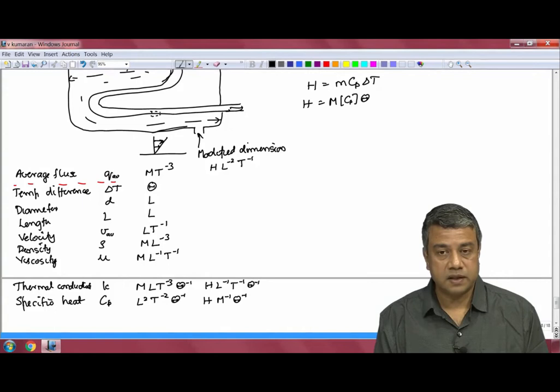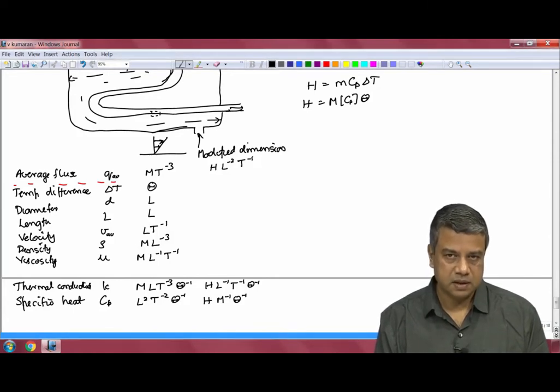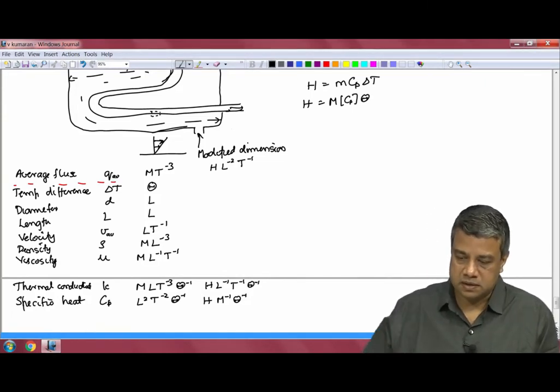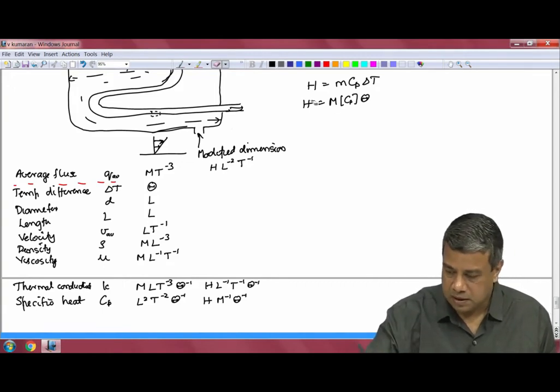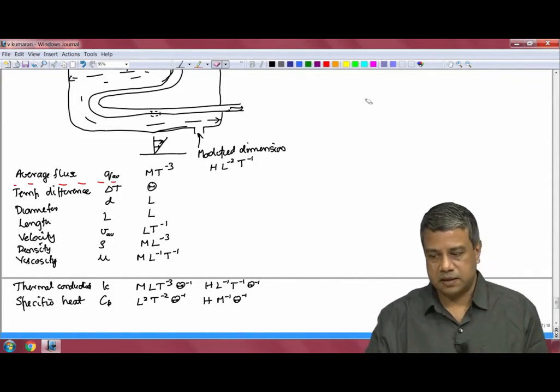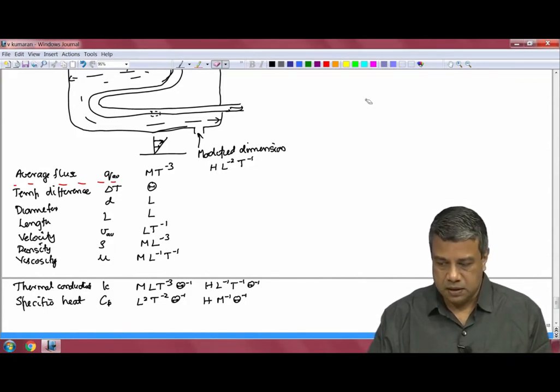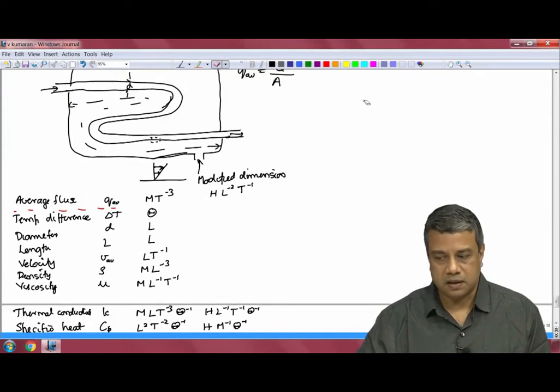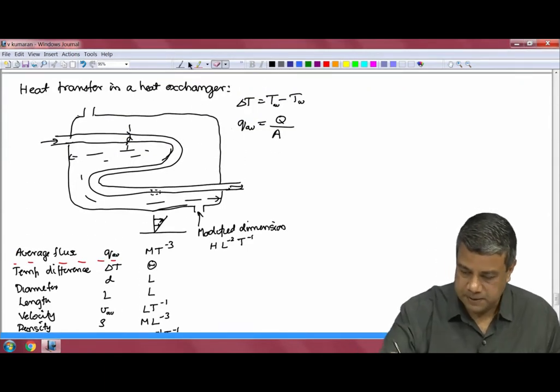Now, with this modification, we have 5 dimensions: the thermal energy, mass, length, time and temperature. With 5 dimensions, there should be only 3 independent dimensionless groups and 1 dependent dimensionless group. And so we can derive all of those one by one. The first dimensionless group is an independent dimensionless group.